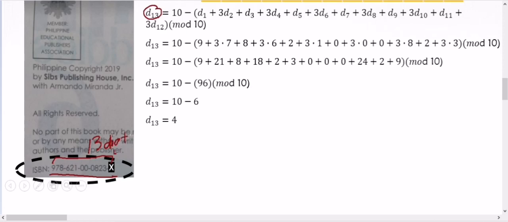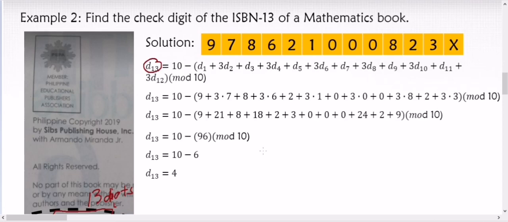So, next, let's have here now the substitution. So, we have 10. Copy natin 10. And then minus. D1 natin is the first digit which is 9. So, meron tayong dito 9 plus 3 times 7. Bakit 3 times 7? Because according to the formula, we need to multiply 3 to the second digit. So, 3. Then the second digit is 7. So, 3 times 7. Copy D3 which is 8. So, plus 8.